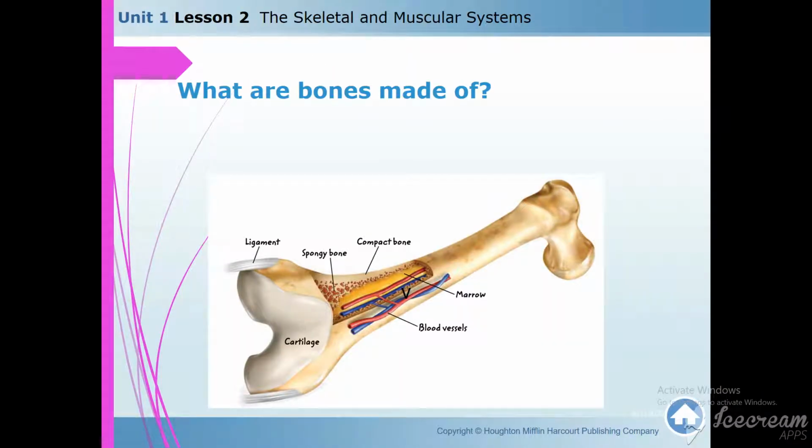Last lesson you studied what bones are made up of, and I told you it's compact bone, spongy bone which is inside. Outside, it's made of calcium. We have something called ligament which connects one bone to the other. We have cartilage. We have blood vessels, that is capillaries. So this was the structure of the bone.